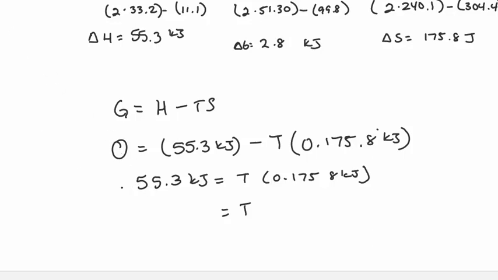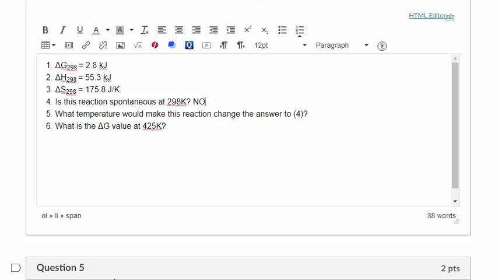And I get a temperature of 314.56 K for Kelvin. And I'm looking through, and I only have 3 sig figs for most things. I'm going to leave this at 3 sig figs, and I'm going to call that 314 Kelvin would change that answer. Now, what's the delta G value at 425 Kelvin?